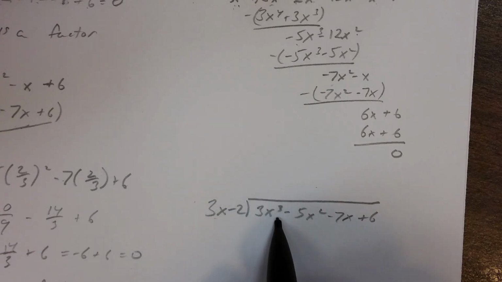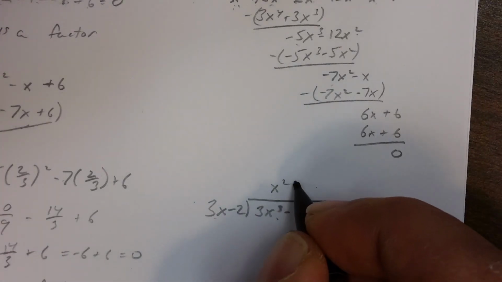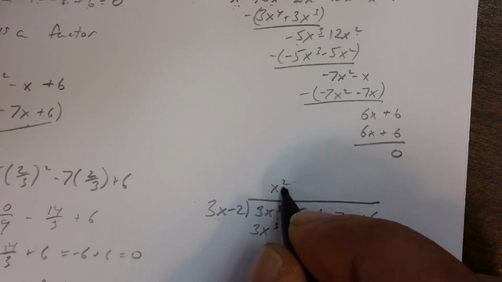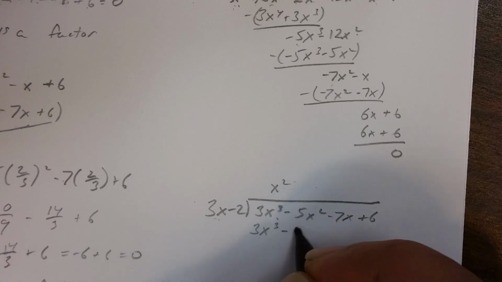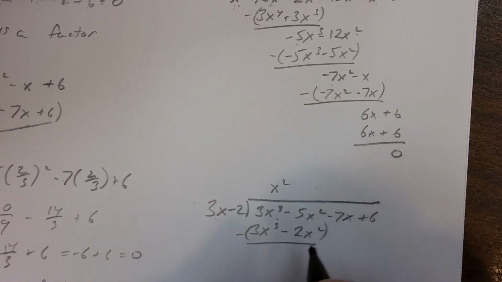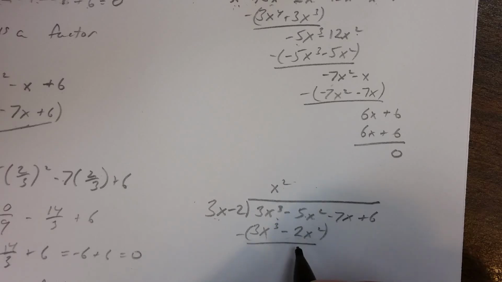3x goes into 3x cubed. It goes in x squared times. x squared times 3x is 3x cubed. x squared times minus 2 is minus 2x squared. We will subtract. The 3x cubes cancel out. Minus 5x squared minus negative 2x squared is minus 5x squared plus 2x squared. So that gives us minus 3x squared.